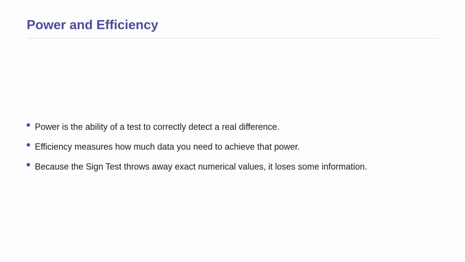Now that we have used both small and large sample methods, let us discuss how the sign test compares to other statistical tools. Statisticians look at two main things: power and efficiency. Power is the ability of a test to correctly detect a real difference when one actually exists, like a smoke detector going off during a fire. Efficiency measures how much data you need to achieve that power. Because the sign test throws away exact numerical values, it loses some valuable information, which impacts its efficiency.